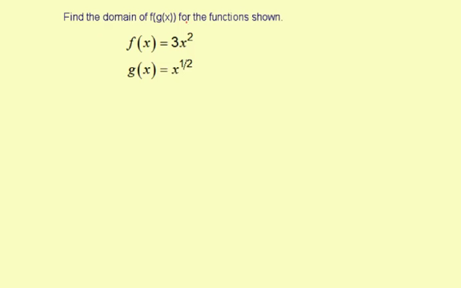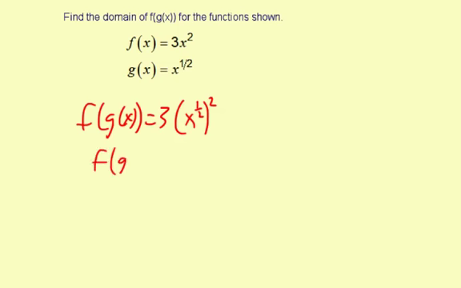Find the domain of f of g of x for the functions shown. Now f of g of x is 3 times x to the 1/2 quantity squared. So f of g of x is 3x when simplified.